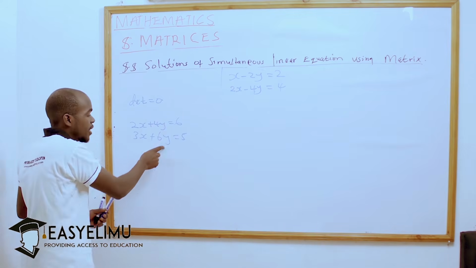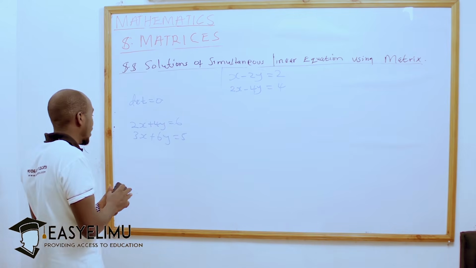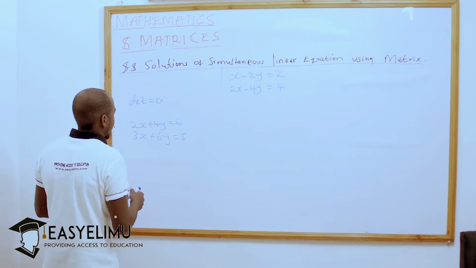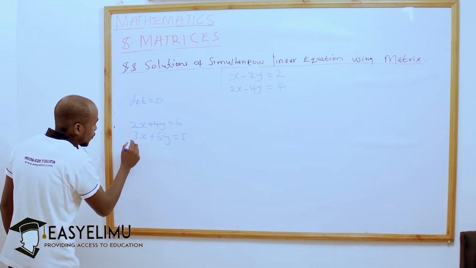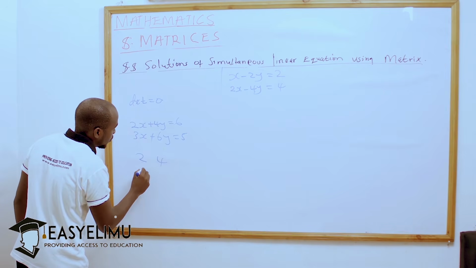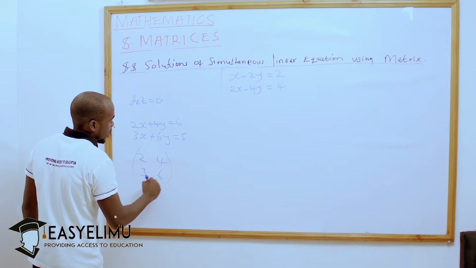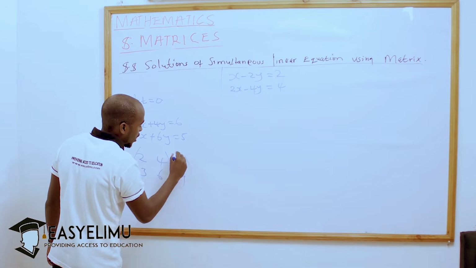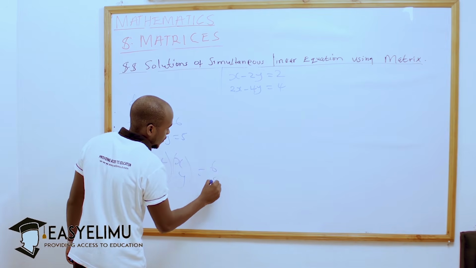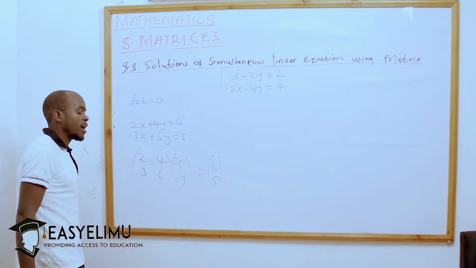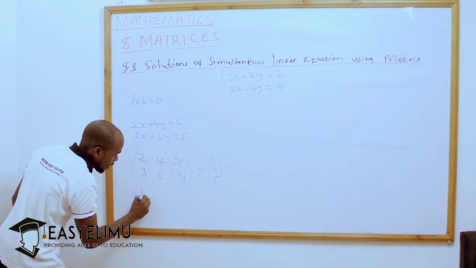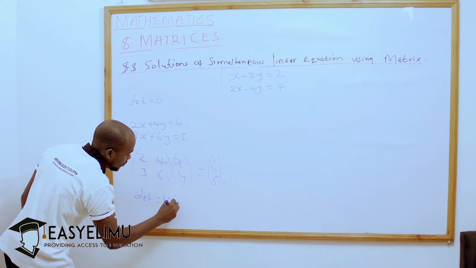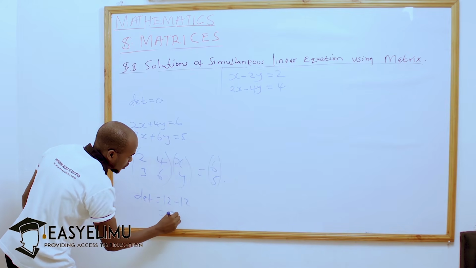So we shall first consider this one, and work out its determinant. We can form the matrix of coefficients, which is 2, 4, 3, 6. The matrix of variables is x, y, and that of constants is 6, 5. After forming that, we find the determinant of the matrix of coefficients is equal to 12 minus 12, which is equal to 0.